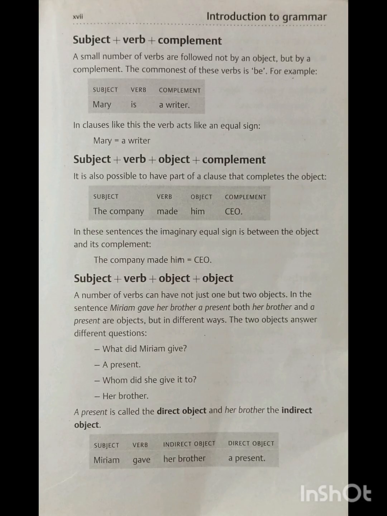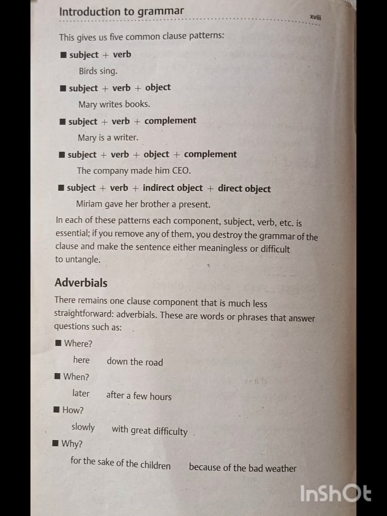So we have seen the five patterns. The first combination is subject plus verb. The second combination is subject plus verb plus object. The third combination is subject plus verb plus complement. The fourth combination is subject plus verb plus object plus complement. And the fifth is subject plus verb plus direct object plus indirect object. So these are the types of combinations.